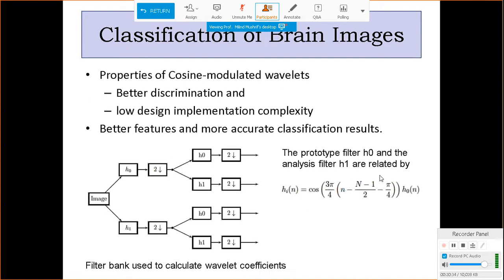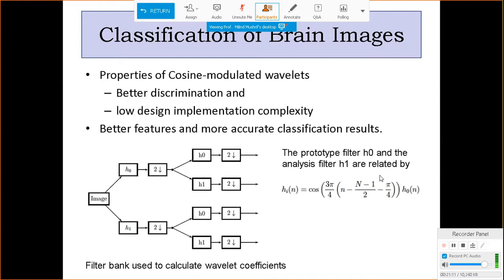The reason for using cosine modulated wavelets is their ability to have better discrimination and low design implementation complexity. So they are computationally less complex, and we get better features and more accurate classification results if we use cosine modulated wavelets rather than the standard normally used wavelets such as Daubechies wavelets, dB4 or dB2 and so on.